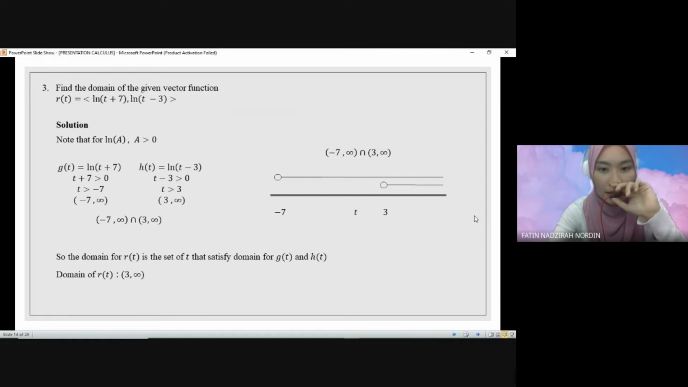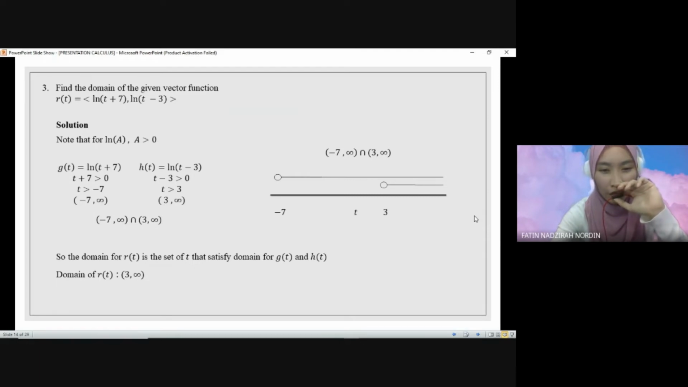Since t is larger than 0, we know our domain for ln t plus 7 is negative 7 until infinity. Next, for the second part, we let h(t) equal t minus 3. So we solve t minus 3 larger than 0, and t will become t larger than 3. So our domain for ln(t minus 3) is 3 until infinity.